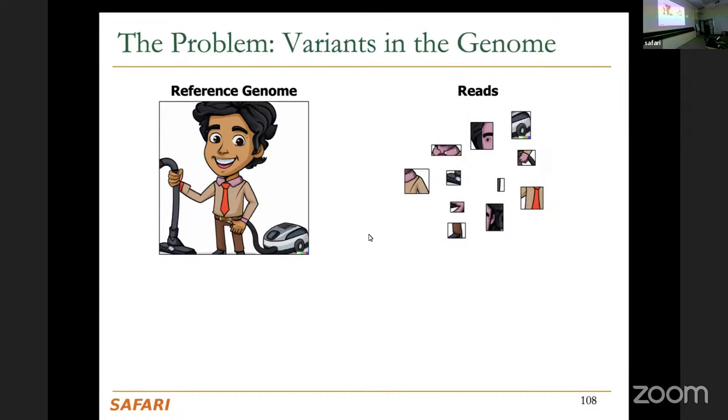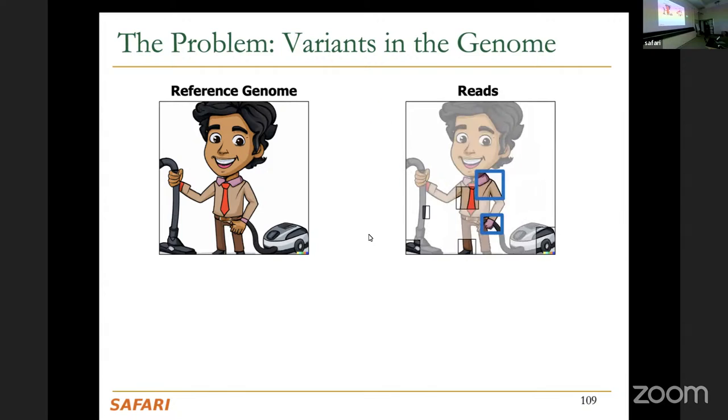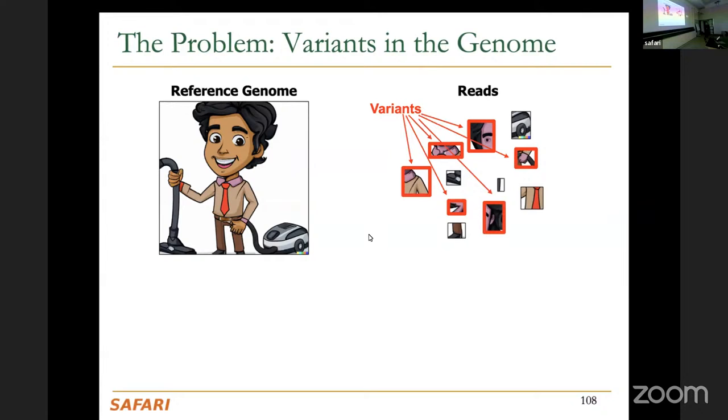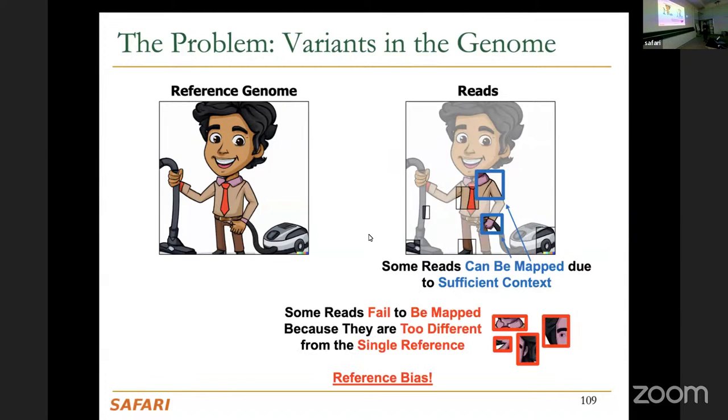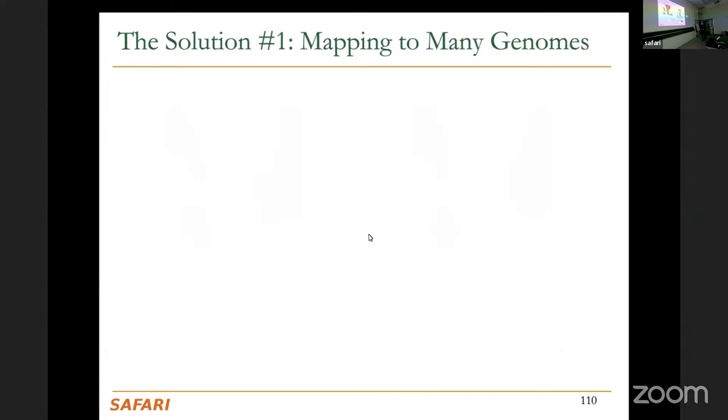But it might so happen that the individual that you're analyzing might be so different from the reference genome that you're using. It might have large variations in that particular individual. You might still be able to map certain pieces against this reference genome, because we still tolerate certain differences. But if the differences are really too large, these fragments might fail to be mapped to that reference genome. And this is referred to as the reference bias. This is basically due to the reference that you're using. And there are solutions to it.